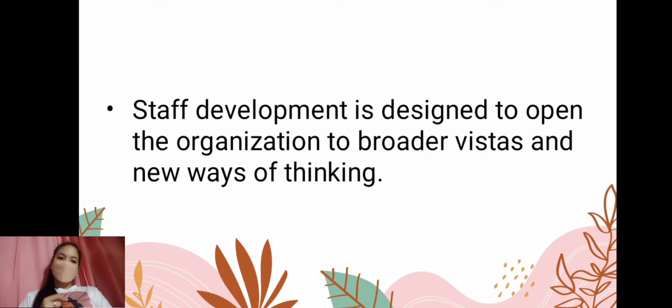Staff development is designed to open the organization to broader vistas and new ways of thinking. Staff development aims to build the competencies of employees and teams, to enhance the general knowledge base of the organization, and of course, to prepare a cadre of people to think strategically.